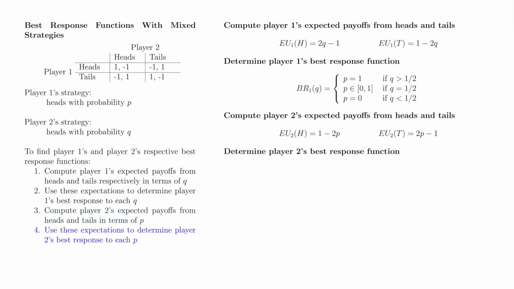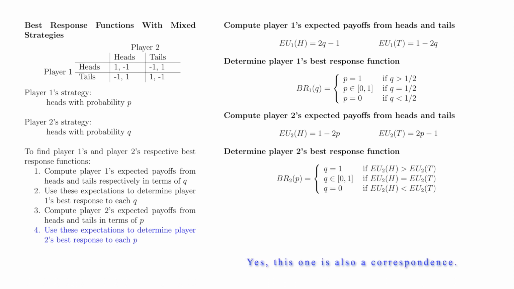Now we need to determine player 2's best response function. Player 2's best response maps player 1's strategy P to a Q that maximizes player 2's payoff. We see immediately that it is a piecewise function. If the expected payoff of heads is greater than the expected payoff of tails, player 2's best response is to play Q equals 1, i.e. heads with probability 1. If the expected payoffs of heads and tails are equal, then all the possible Q are best responses. We denote all possible Q by Q in [0, 1] in the middle line. If the expected payoff of heads is less than the expected payoff of tails, player 2's best response is to play Q equals 0, i.e. tails with probability 1.